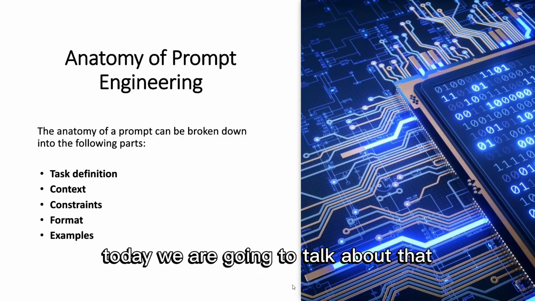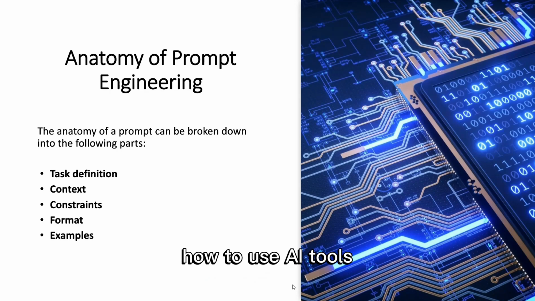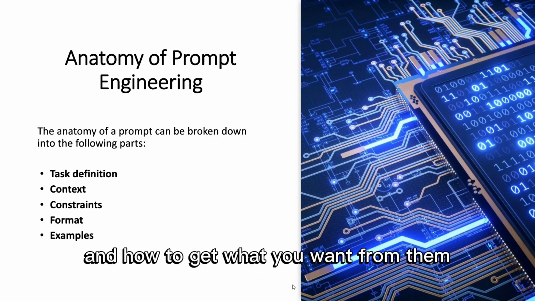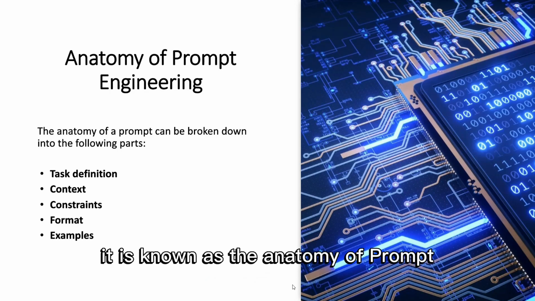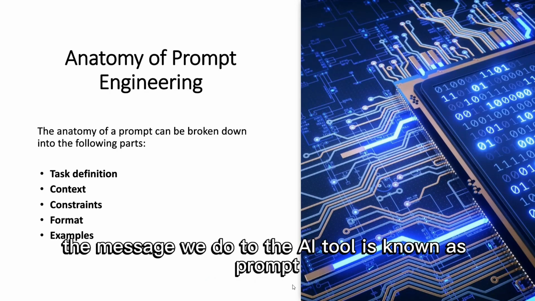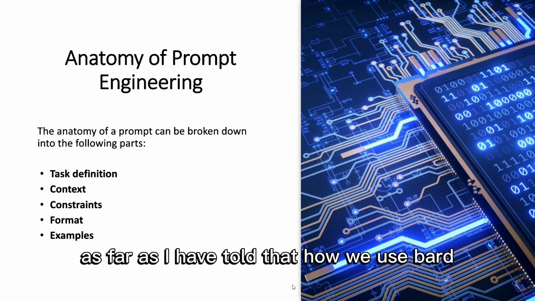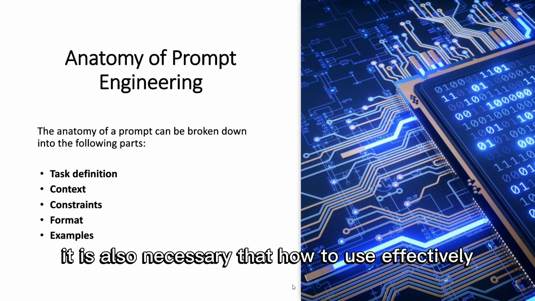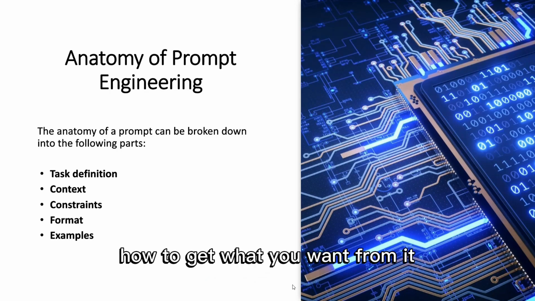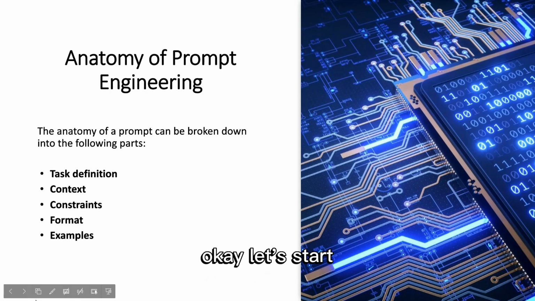Today we are going to talk about how to use AI tools and how to get what you want from them. It's magic. It is known as the anatomy of prompt engineering. The message we give to the AI tool is known as a prompt. As I have taught how to use Bard, it is also necessary to know how to use it effectively, how to get what you want from it. Okay, let's start.